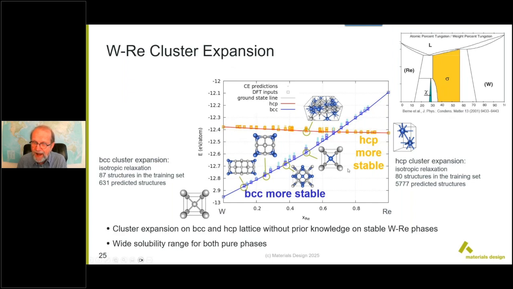But there are other phases in between. So you could have the cubic phase forming ordered or disordered alloys, or you can get the so-called sigma phase, which shows up in the phase diagram. So let's look at this sigma phase.